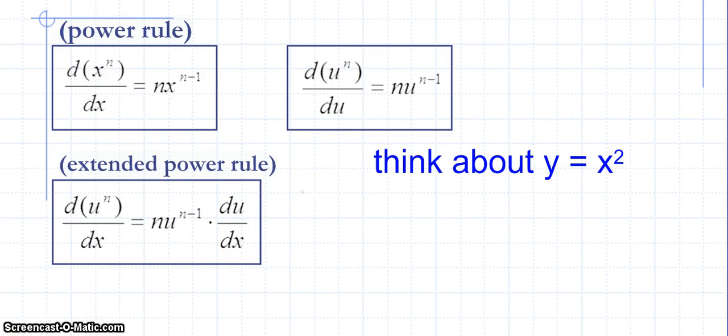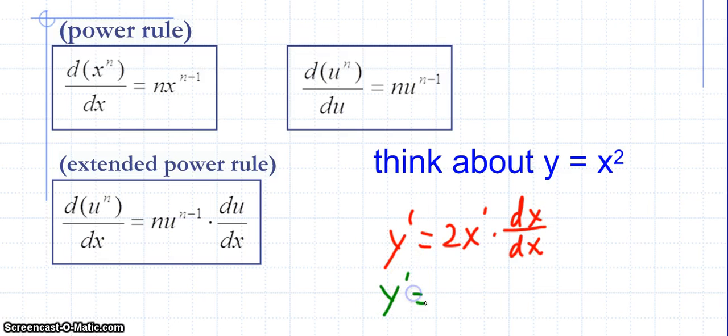But as I was saying, we've already been doing this. If we think about y equals x squared, and I want to find the derivative of that, y prime equals 2x to the first, and then the chain rule is telling me that I'm actually going to do times dx/dx, or times the derivative of the inside, but the inside is x. So what is dx/dx? Well, that's 1. So I actually get y prime equals 2x times 1.